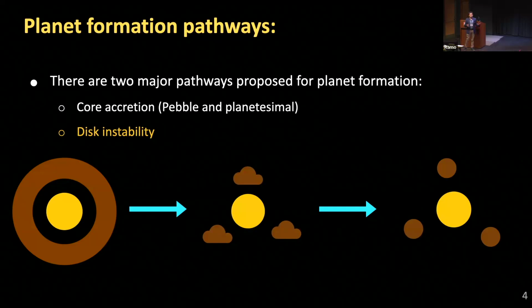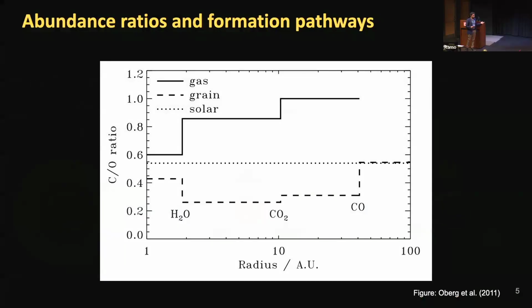Now, the population of directly imaged planets is primarily super Jupiters on extremely wide orbits, and neither of the two paradigms can explain the formation of all of these planets. And so we need some way to figure out the formation mechanism. One very popular way is the C/O ratio.